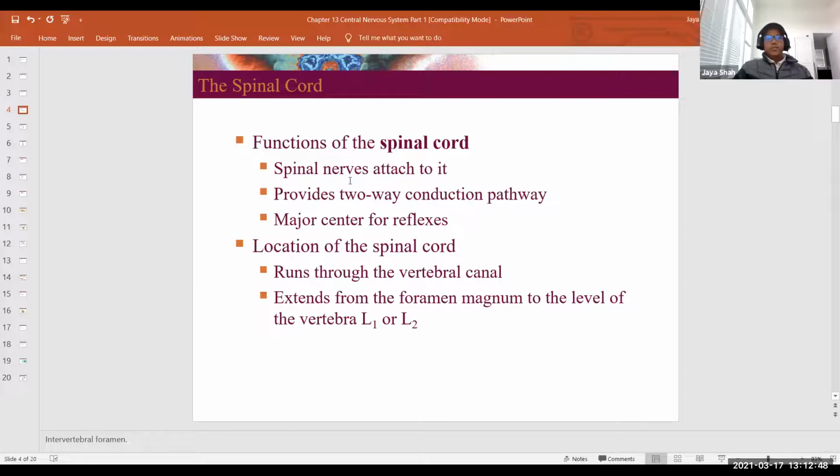So all the spinal nerves are attached to the spinal cord, which provides a two-way conduction pathway, meaning the sensory pathway enters the spinal cord and then sometimes it functions locally in the spinal cord or goes to the brain. And the motor pathway from the brain and spinal cord comes out, okay? So it provides a two-way conduction pathway for the sensory and motor systems. There is a major center for reflexes.